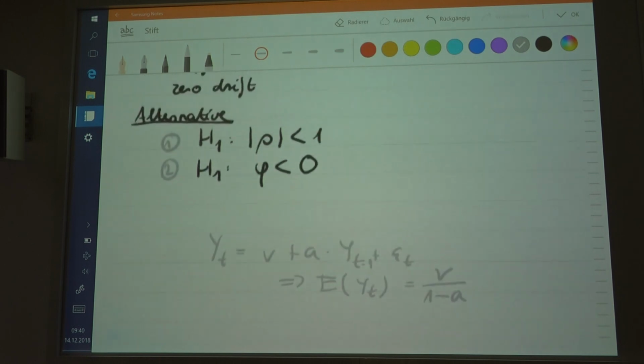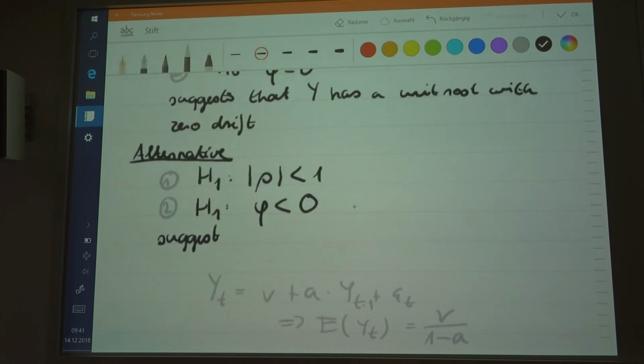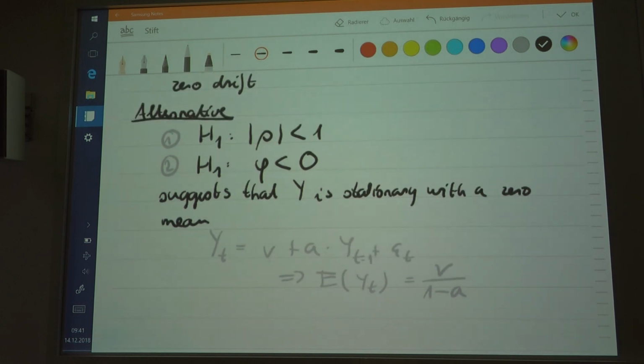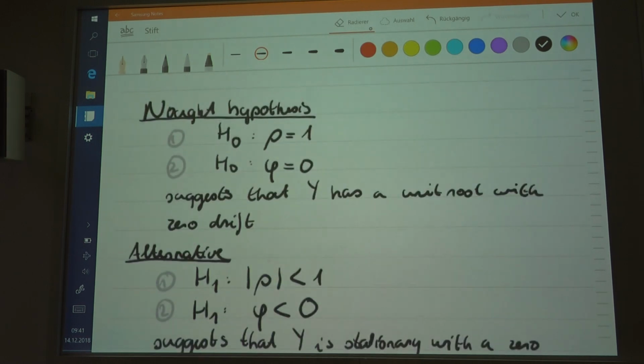is 0. So in this case, the alternative hypothesis suggests that basically y is stationary with a 0 mean. All right, so this is what you would get as a result. This is what the alternative hypothesis says.